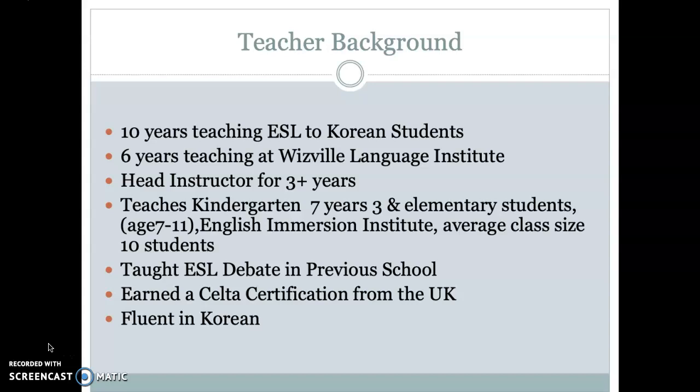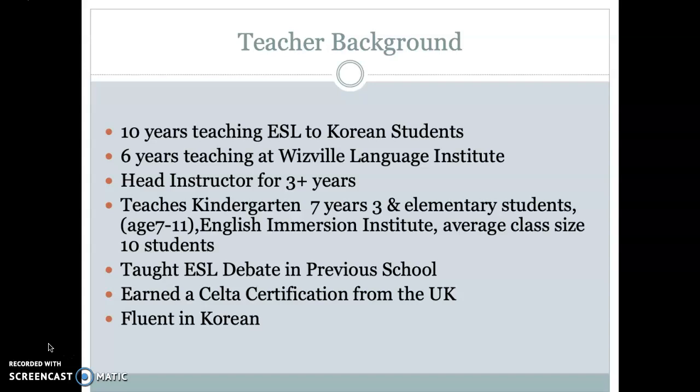He teaches kindergarten 7 years 3. That means these students are 7 years old and they've been studying at the institute for 3 years. They're 7 in Korean age, but they're actually 6 in Western age. And also elementary students. So he teaches students from around 7 years old to 11. And it's at an English Immersion Institute.